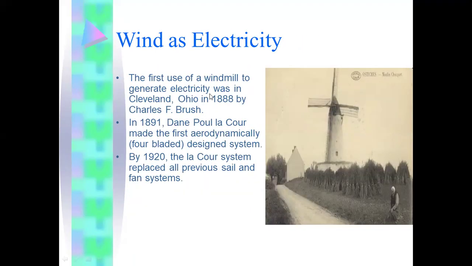Wind as electricity. The first use of a windmill to generate electricity was in Cleveland, Ohio in 1888 by Charles F. Brush. After that, further developments were made in 1891 and 1920 to improve its efficiency and the design of its blades. But electricity production from wind power started in 1888.